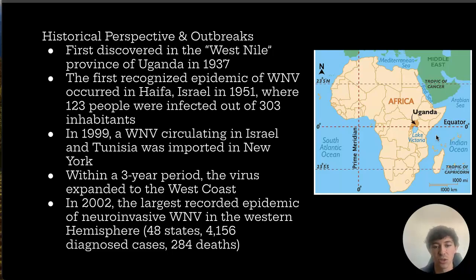Within a 3-year period of that, the virus expanded all the way to the West Coast. And in 2002, the largest recorded epidemic of the neuroinvasive disease in the Western Hemisphere happened: 48 states, 4,156 diagnosed cases, and 284 deaths. And that's a lot. There were more neuroinvasive cases in 2002 than total cases in 2024.